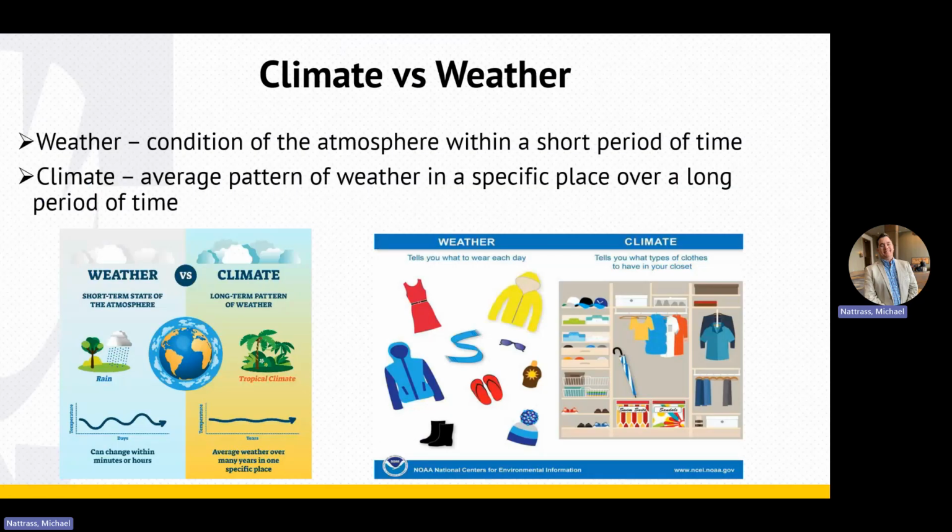That's why it's called the weather app and not the climate app. So the weather tells you what to wear each day, but the climate tells you what type of clothes to have in your closet. So soon we're going to start pulling out hoodies because the climate is going to be different than it was in the summer. Actually, the weather is going to be different than in the summer.